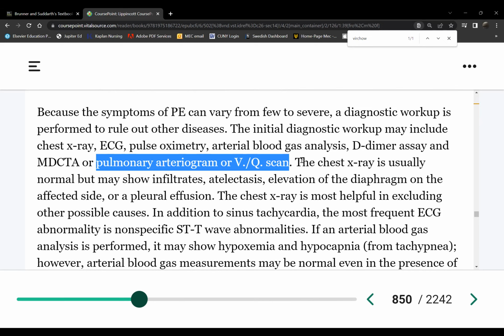What is a VQ scan? It is a nuclear medicine scan. So instead of injecting dye into the patient's IV, we will give them a radioactive gas to breathe. So when they inhale the radioactive gas and then you scan the lungs, will the gas enter the pulmonary circulation? Yes. Will it enter if there's a blockage of one or more pulmonary arteries? No. So that's the other way to do it. Instead of going through the vascular system, you will go to the pulmonary system.